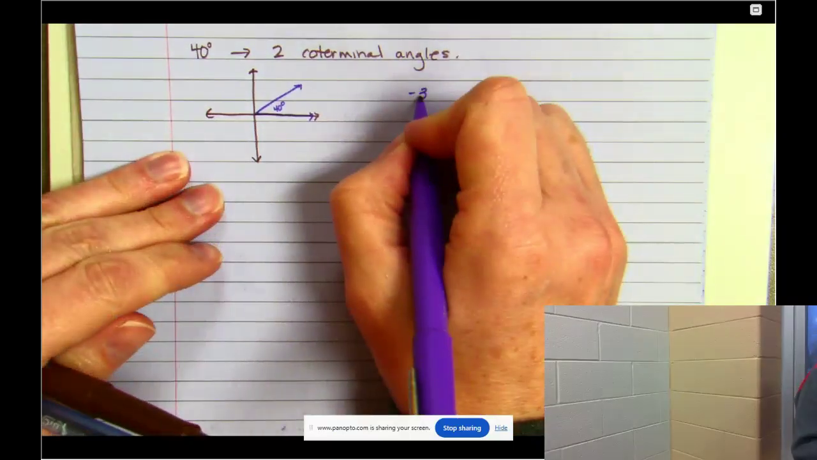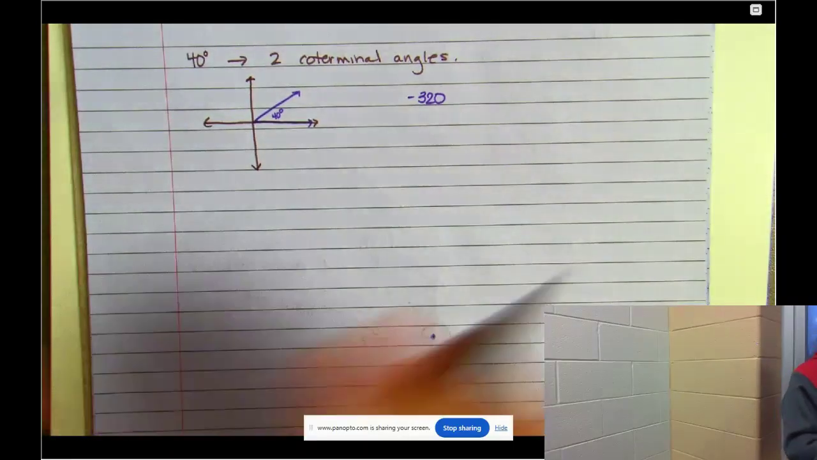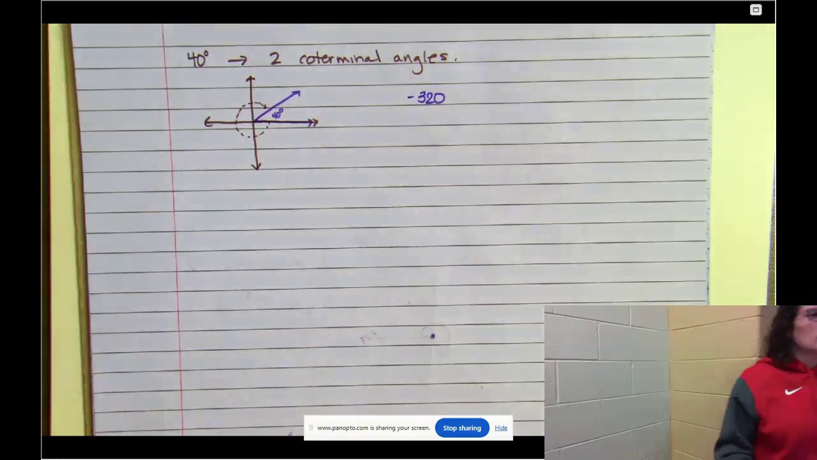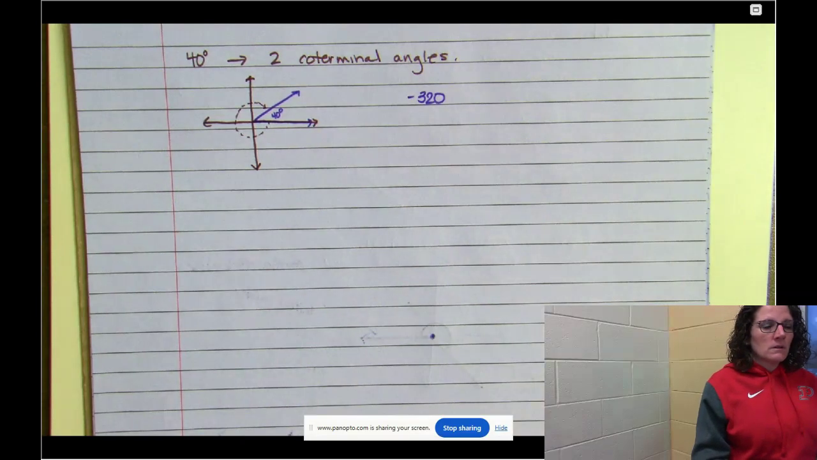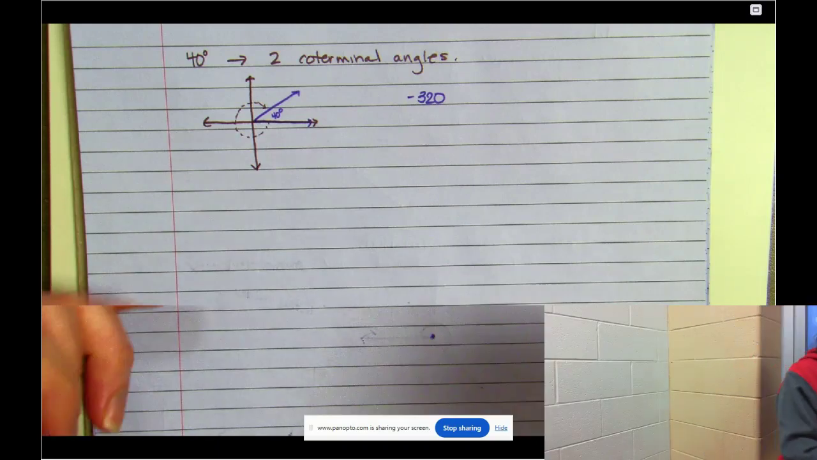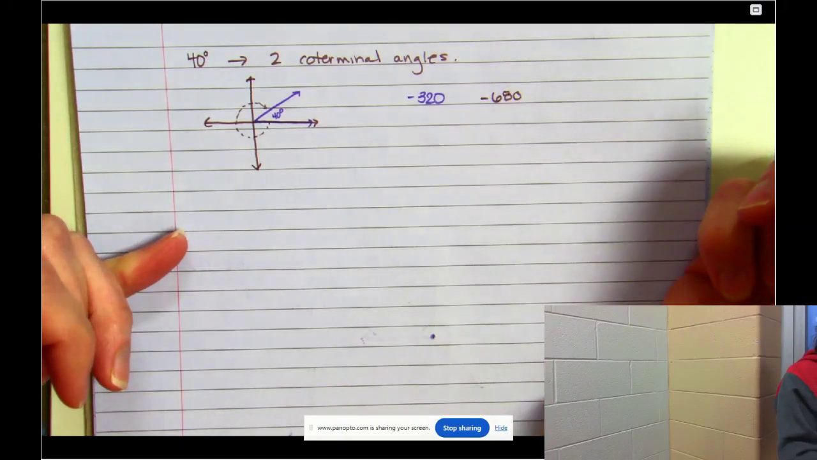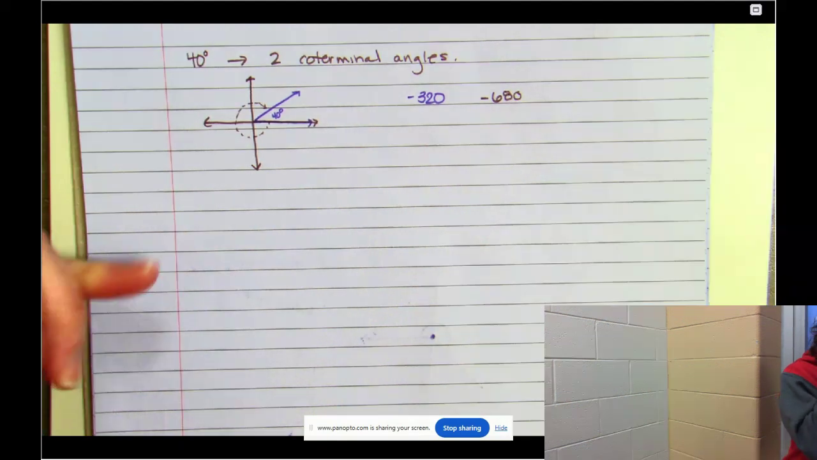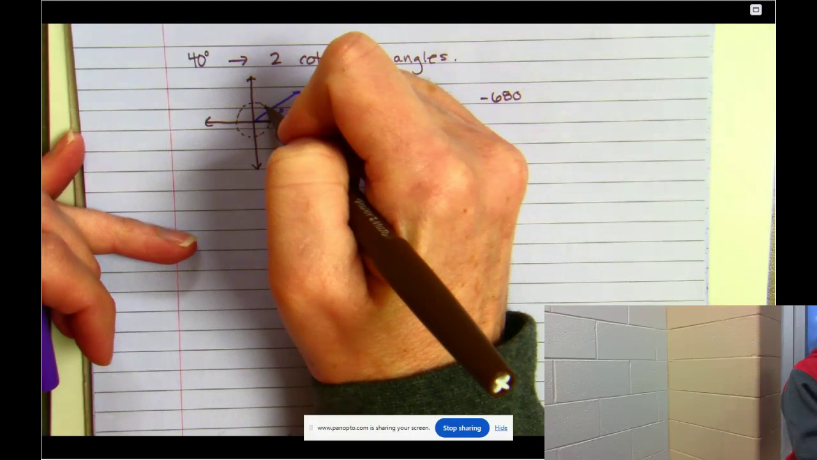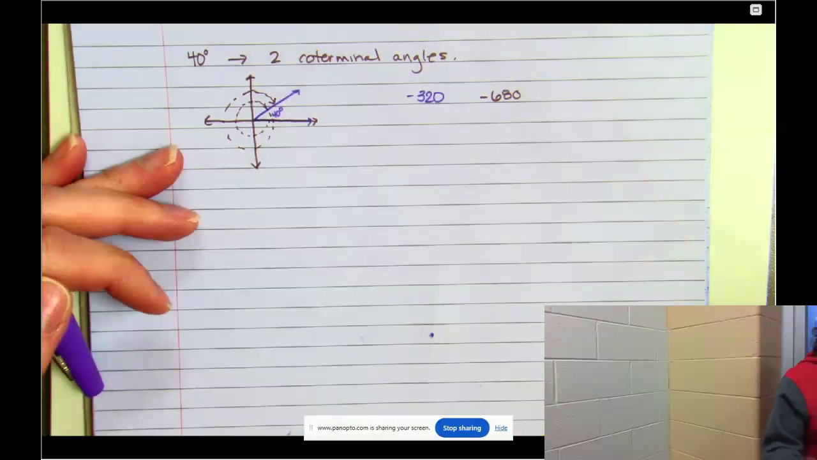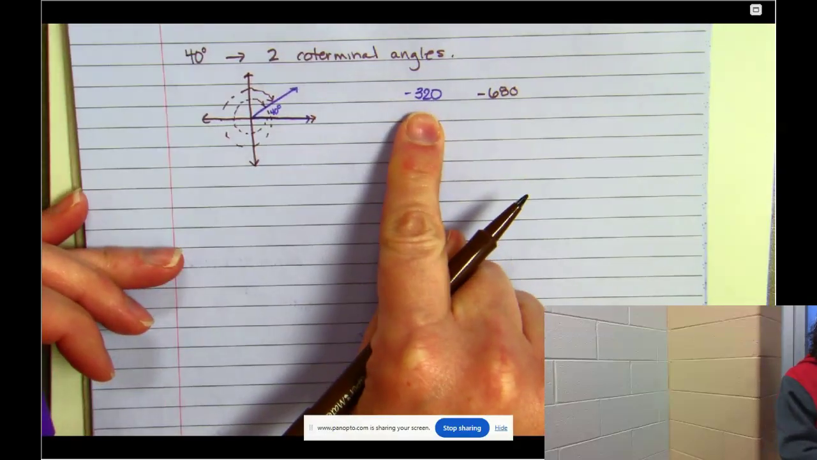Okay, so negative 320 would be if you went this way around. What's the other one that you said? Negative 680. How did you get that one? I just put 720 minus 40, and I made it negative. Very sketchy. The way that you get negative 680 is you travel around in this direction again, and so you're really subtracting another 360 degrees from that, which is 680.